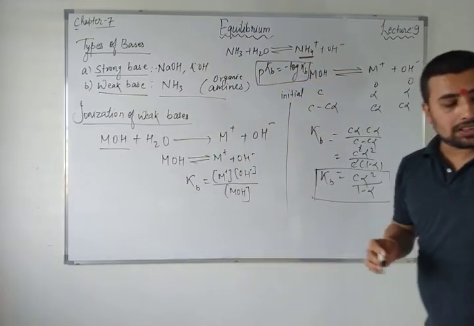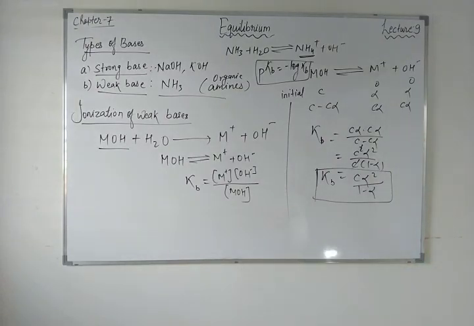Just take a screenshot of this board. After that we'll solve a numerical, as it is already solved in your textbook, but I would like to solve it here too. The pH of 0.004 molar hydrazine solution is 9.7. Calculate the ionization constant of the base, that means Kb and pKb. You have to calculate both the values. So you know hydrazine is NH2NH2. Okay, let's solve.